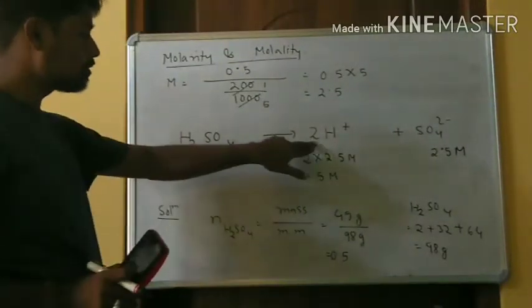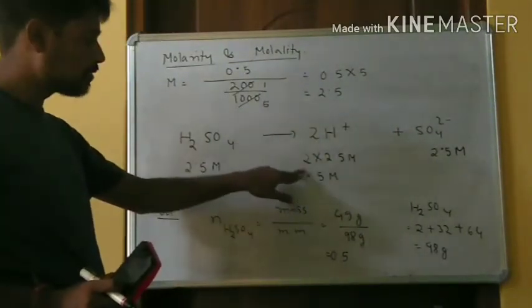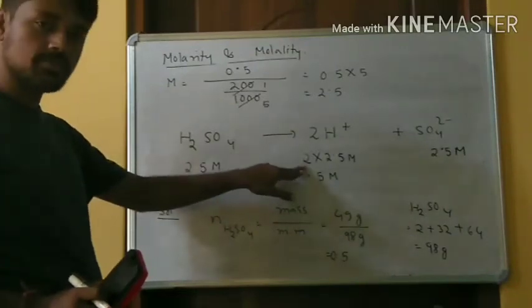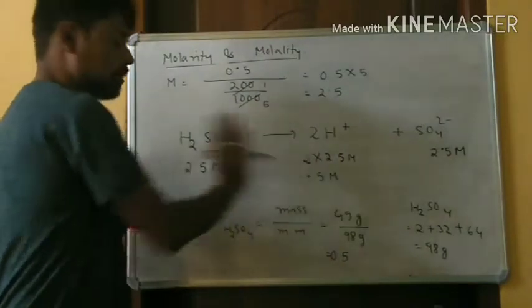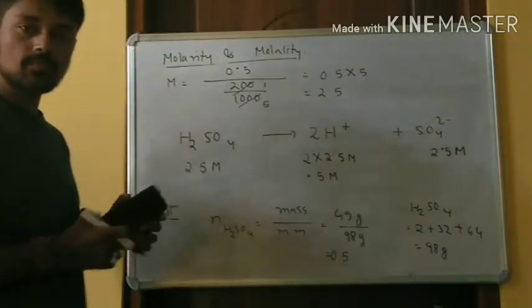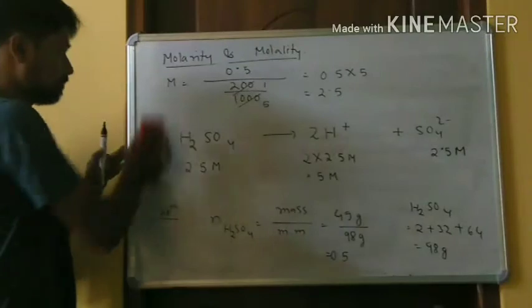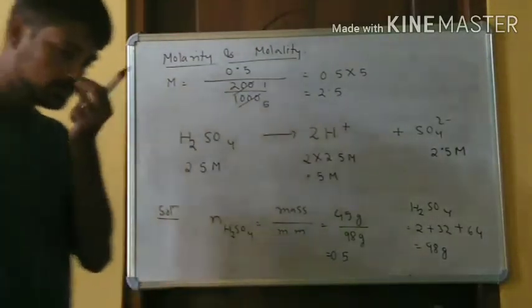If the coefficient is 3, then we have to multiply by 3. If it is 5, we have to multiply by 5. If it is 2 and the other is also 2, then the molarity will be the same. Okay, note it down.